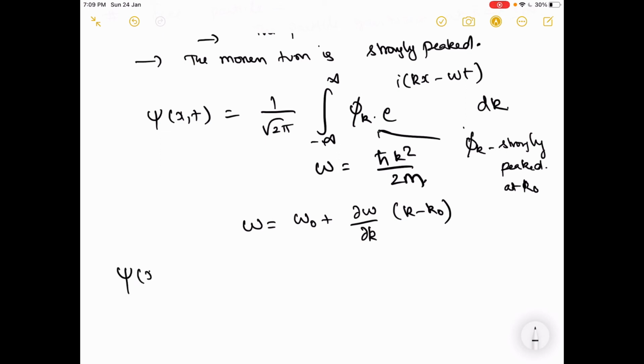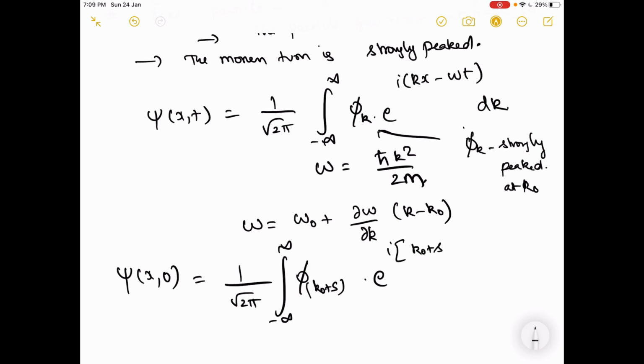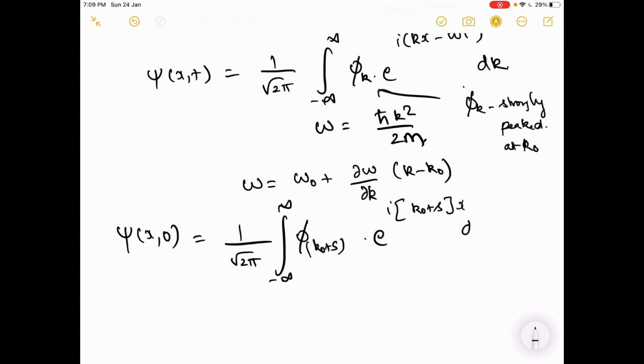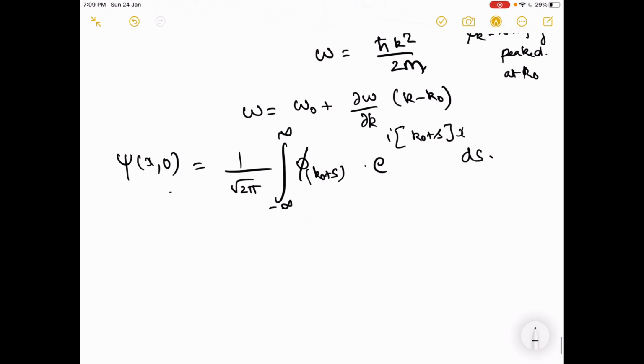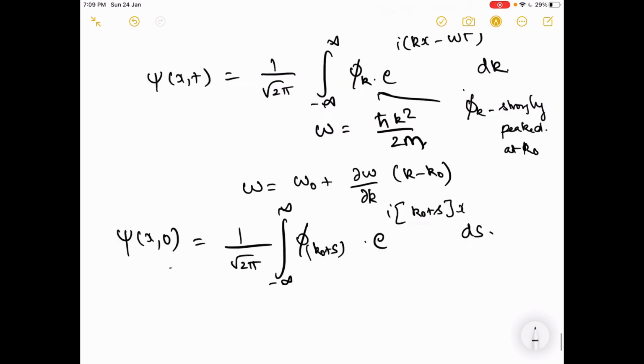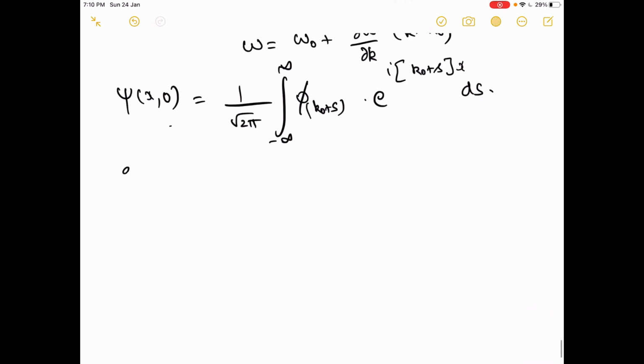Then psi of x comma time t equal to 0 will turn out to be 1 by root 2 pi integral from minus infinity to infinity of psi of (k naught plus s) e power i (k naught plus s) x ds, right? Because at time t equal to 0, all the time components die. So this is at t equal to 0.